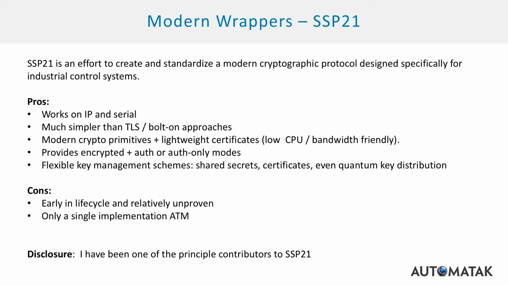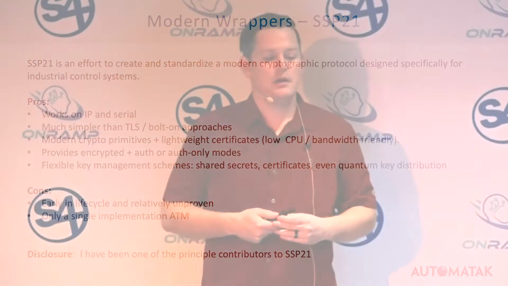Compared to TLS, we want to be able to provide encryption if necessary, but we also want authentication-only modes. We want really lightweight certificates and cryptographic primitives that are friendly with embedded systems, because we have a lot of embedded systems and low CPU stuff in industrial controls. There's a presentation you can find on SSP21 from the last 2 years at S4 if you search on YouTube, if you're curious about learning more about SSP21.